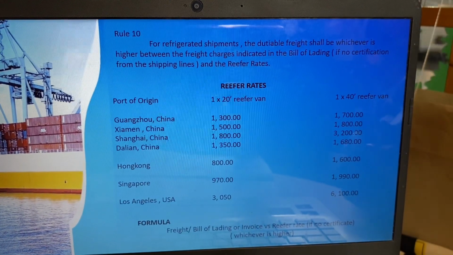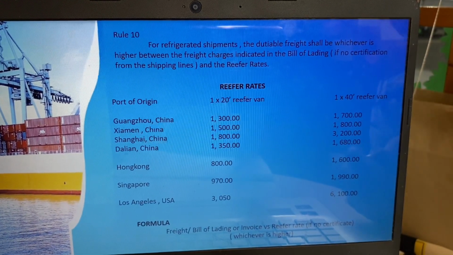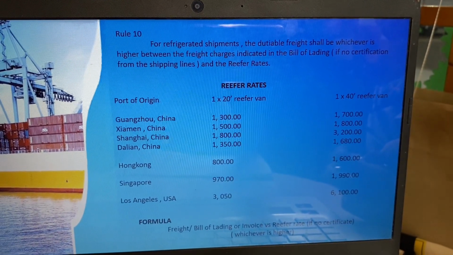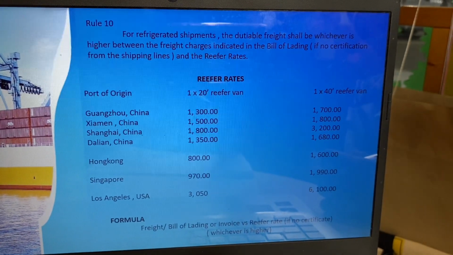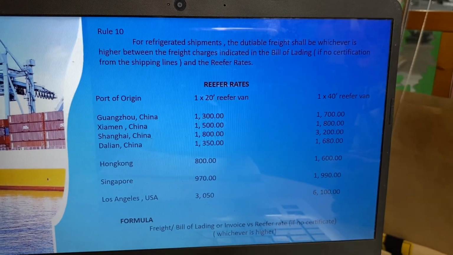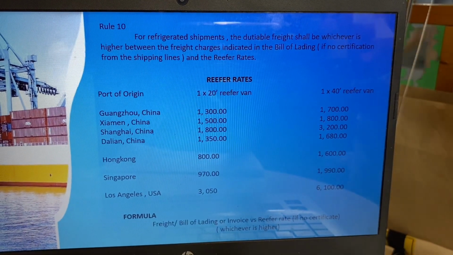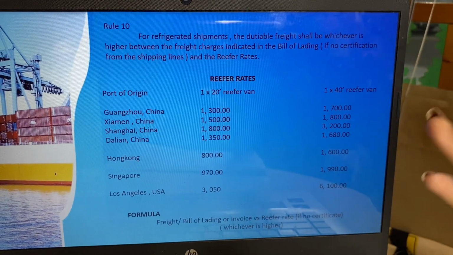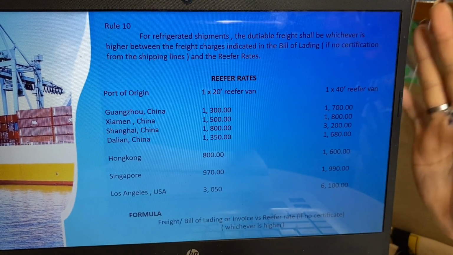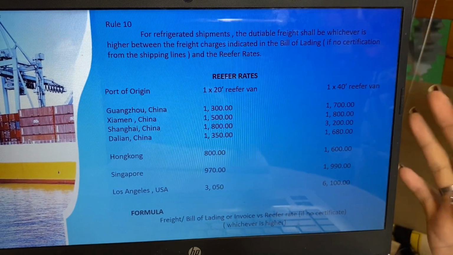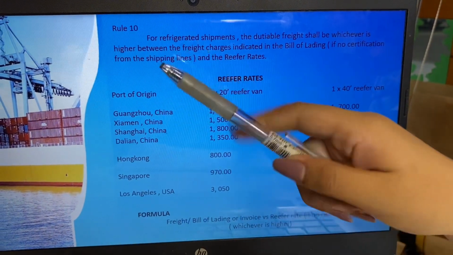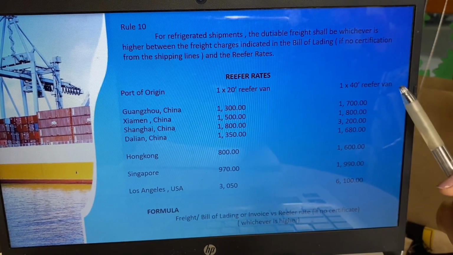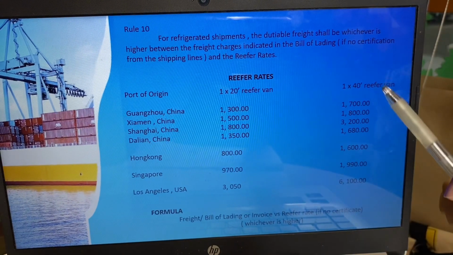Our last, rule number 10 under the dutiable freight. For refrigerated shipments, the dutiable freight shall be whichever is higher between the freight charges indicated in the bill of lading, where there is a note here: if there is no certification from the shipping lines, use the reefer rates. So these are the reefer rates internationally. Here is the port of origin, with the 20-foot reefer van and the 40-foot reefer van.